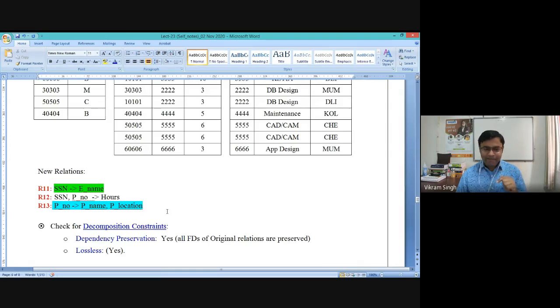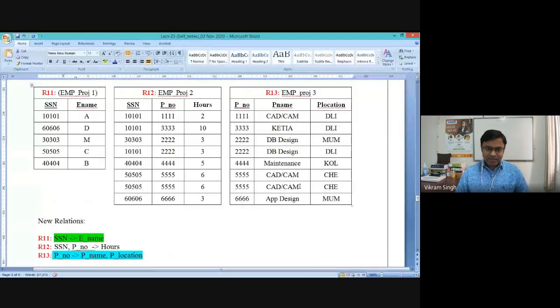Secondly, we have to see lossless, right? Lossless means after this decomposition, we have not lost any FD. That's one part. Second, between each and every relation, R11 and R12, it should be having at least one attribute common. Like between R11, R12, R12, R13. So pair of जो tables हमने create किए हैं, उन pair of tables में at least एक attribute common होना चाहिए to create the join, right?